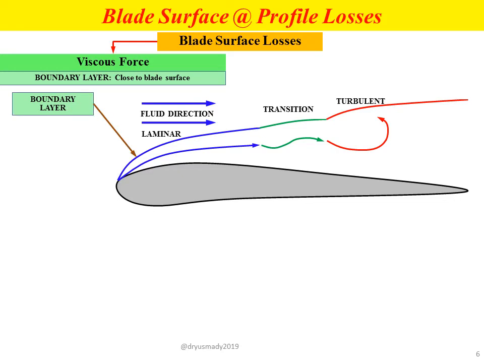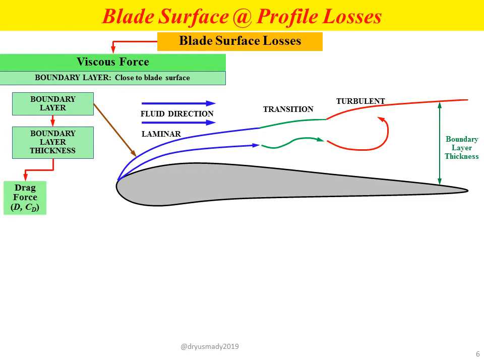Okay, so the boundary, the line that covers these three types of flow, we refer to as the boundary layer, and the thickness of this boundary we refer to as the boundary layer thickness. This boundary layer thickness will affect the value of blade surface losses, because these properties affect the drag force, which is normally represented by D, the drag force value, and also CD, the drag force coefficient.